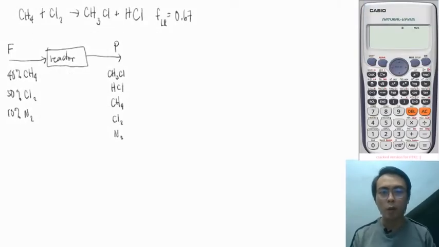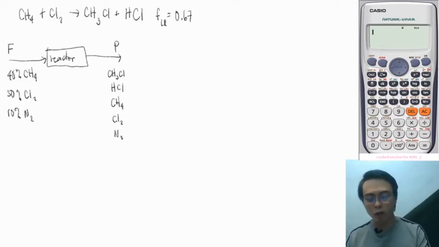Here we have our given. So I have listed there the reaction. So that is already a balanced equation. Okay. We're also given the conversion of the limiting reactant, which is 67%. And I have drawn the reactor with the feed and the product. So we are given the composition of the feed. And we are asked to solve for the composition of the product. So the required is product composition.